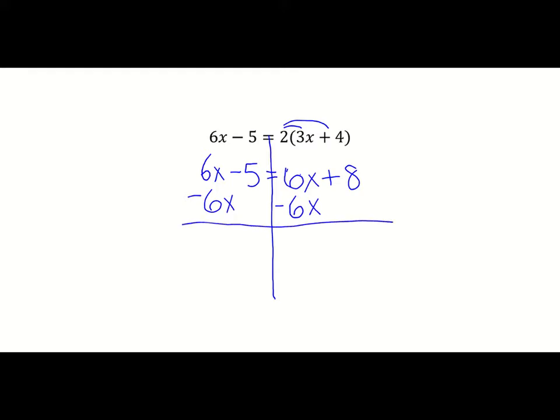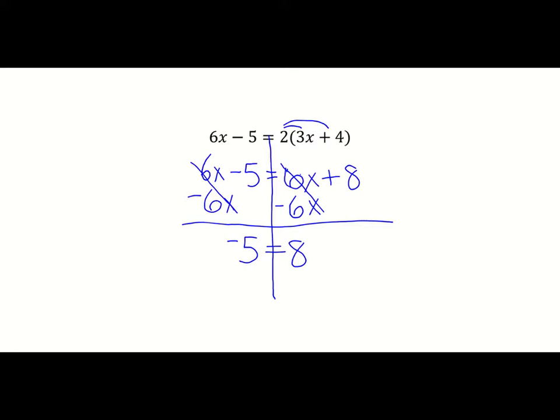When I subtract 6x on both sides, I'm left with negative 5 on the left. And since they also cancel on the right, I'm just left with 8. So again, remember, when the variables are gone completely, once you do the addition or subtraction, it canceled all the way out. You're just left with numbers.